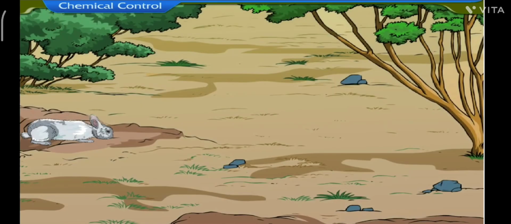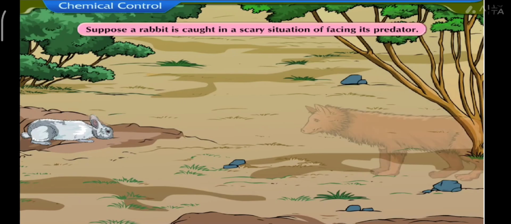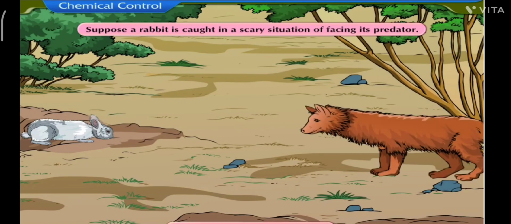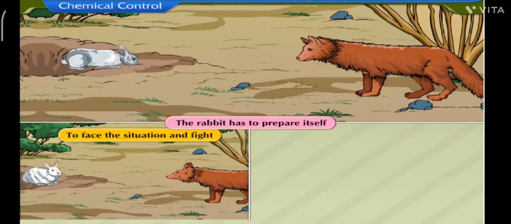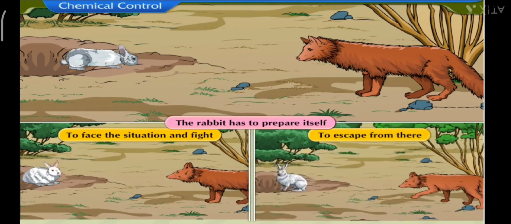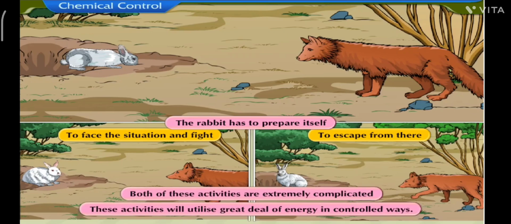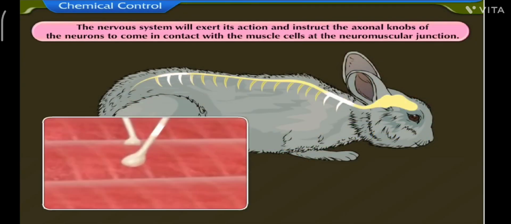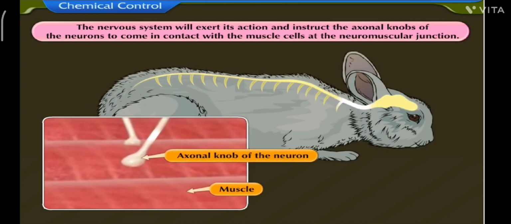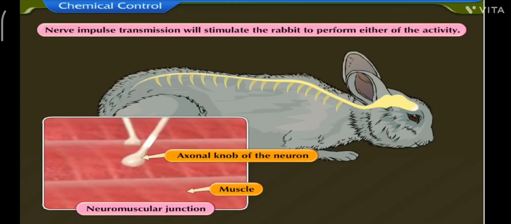Let us understand this with the help of an example of an animal in the jungle. Suppose a rabbit is caught in a scary situation of facing its predator. The rabbit has to prepare itself either to face the situation and fight or to escape from there. Both of these activities are extremely complicated. These activities will utilize a great deal of energy in controlled ways. The nervous system will exert its action and instruct the axonal knobs of the neurons to come in contact with the muscle cells at the neuromuscular junction. This will stimulate the rabbit to perform either of the activities.